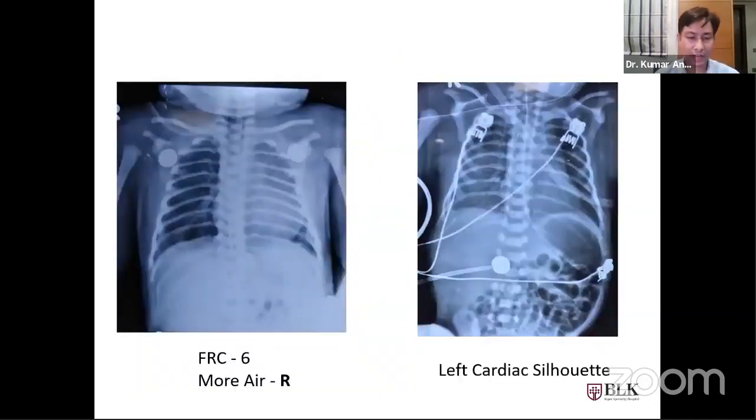As I told you, you have to look for the cardiac margin. Like in this X-ray, we can see that the right heart margin is more prominent, more lucent, than the left heart margin. That means this baby was on nasal support, but still the air is more in the right lung. By looking at this X-ray, you can change your respiratory support settings and improve the situation.